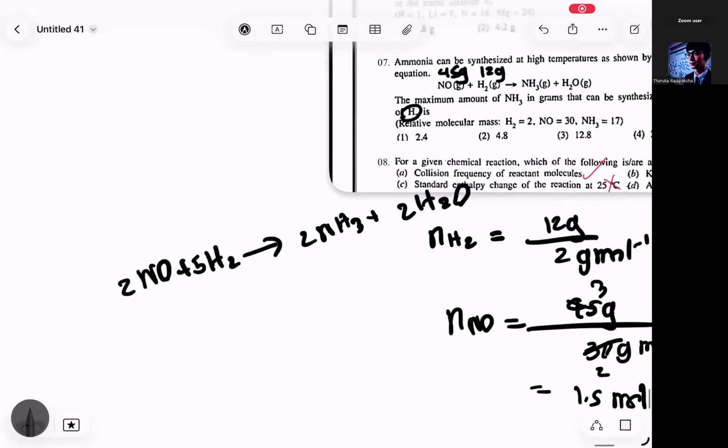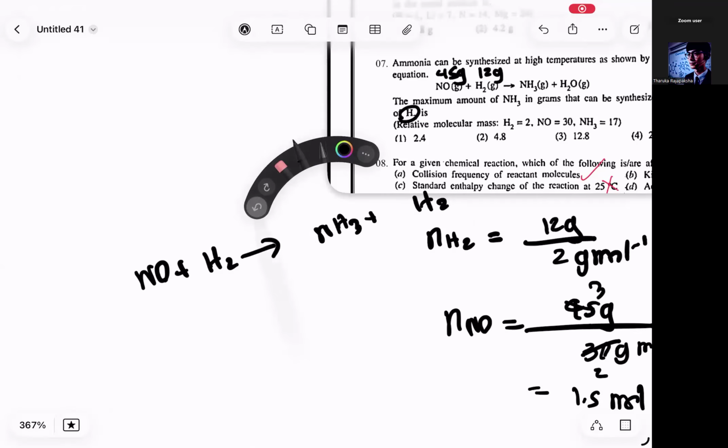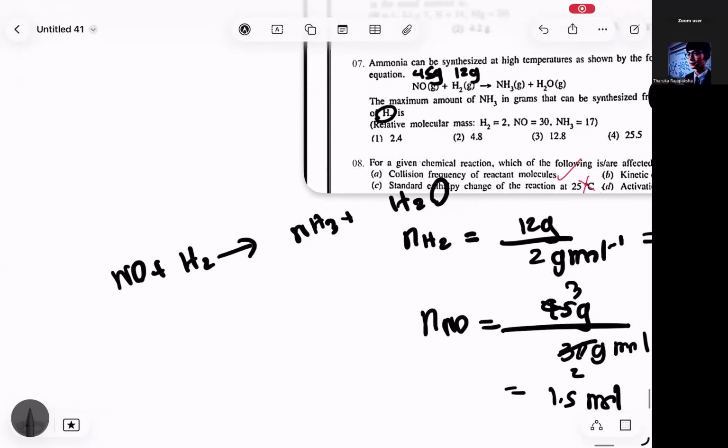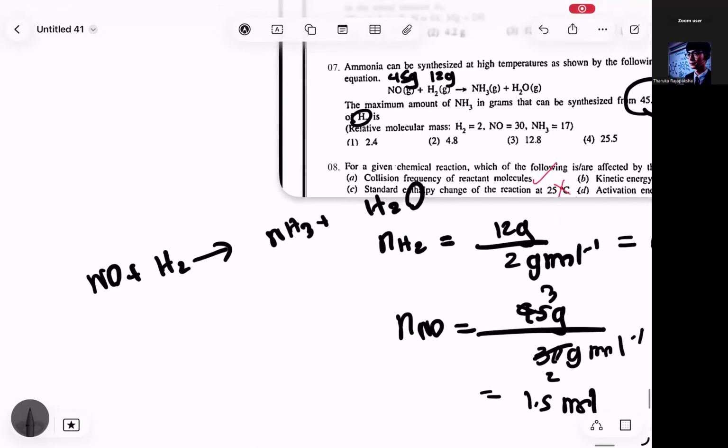Nitrogen is 1, oxygen is 1. I think it's going to be 5 over 2 for hydrogen. If it is 5 over 2, if we multiply everything by 2, it's going to be 2, 5, 2, and 2. 3 times 2 is 6, 2 times 2 is 4, that's 10. Yeah, that's the balanced chemical equation.